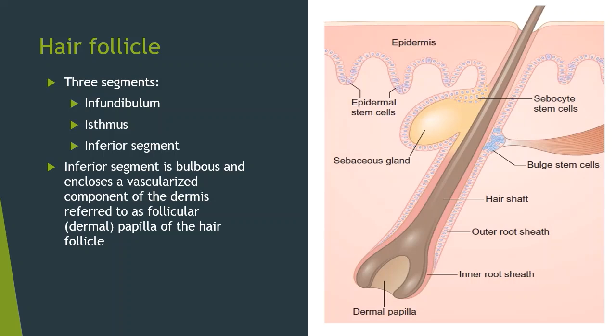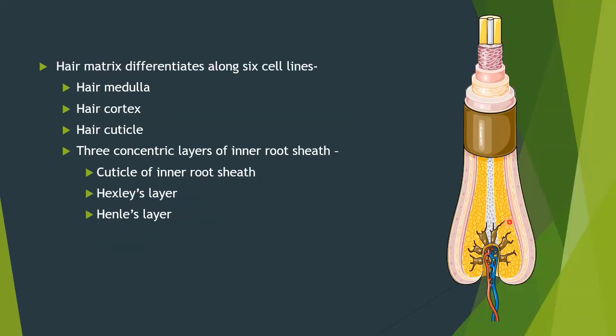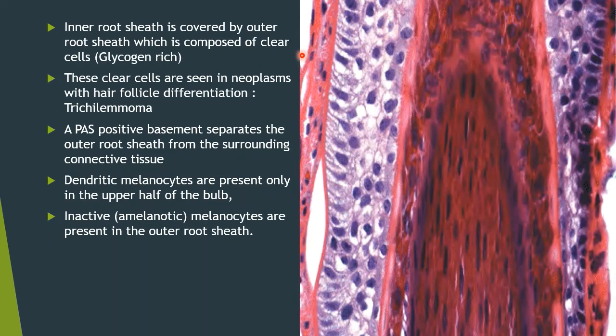If you look at the hair matrix, there are six cell layers. Most inside is the hair medulla, then the hair cortex, then the hair cuticle, and then comes the inner root sheath, which is composed of the cuticle of the inner root sheath, Huxley layer and Henle layer. This inner root sheath is covered by the outer root sheath.